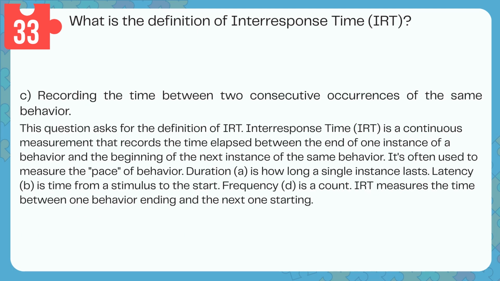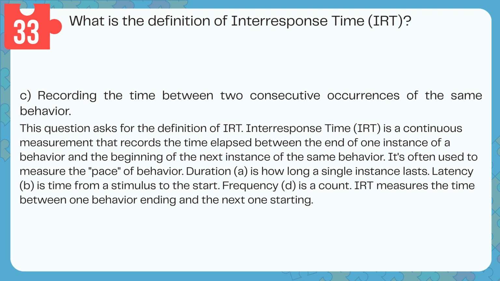Answer C. Recording the time between two consecutive occurrences of the same behavior. This question asks for the definition of IRT. Interresponse time, IRT, is a continuous measurement that records the time elapsed between the end of one instance of a behavior and the beginning of the next instance of the same behavior. It's often used to measure the pace of behavior.